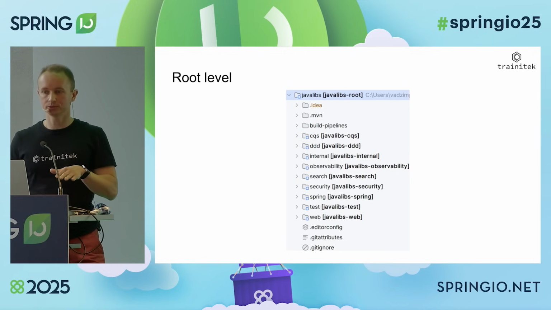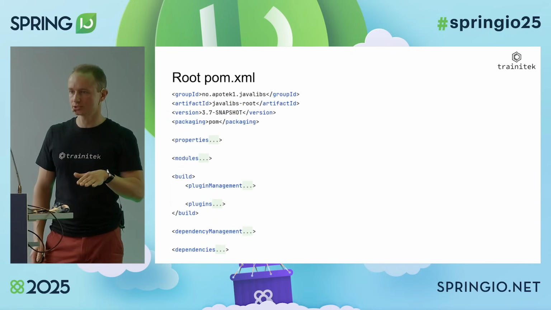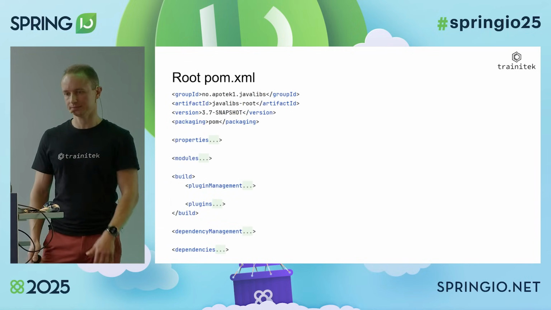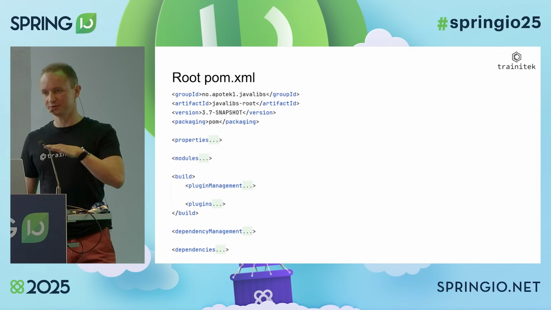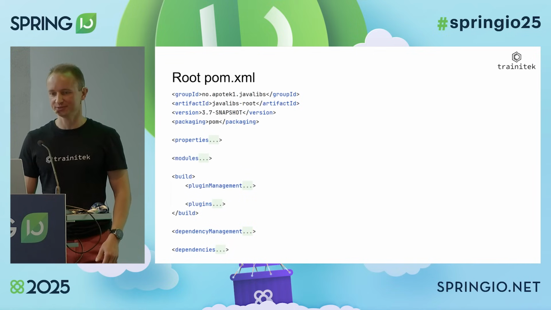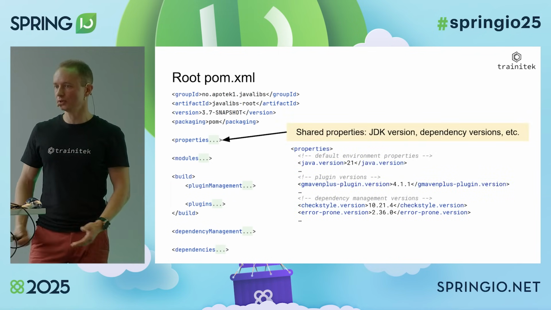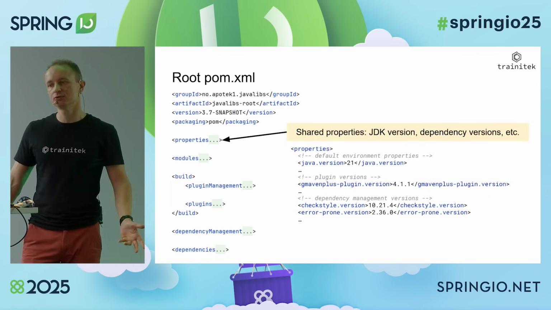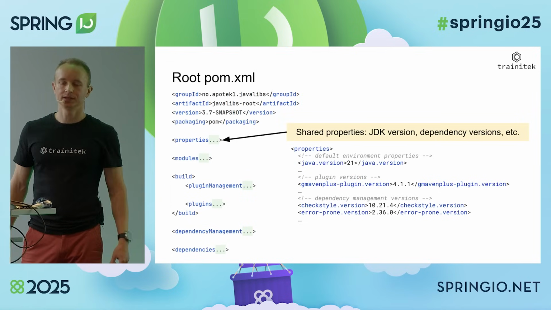And if you go to the root pom.xml file, it consists of the following. By the way, the name of the library is JavaLibs, so sometimes I will say JavaLibs because I'm just used to it. So the first part is properties, where we have shared properties like JDK version, dependency versions, everything is put there.